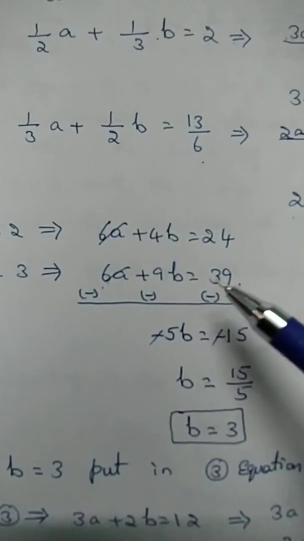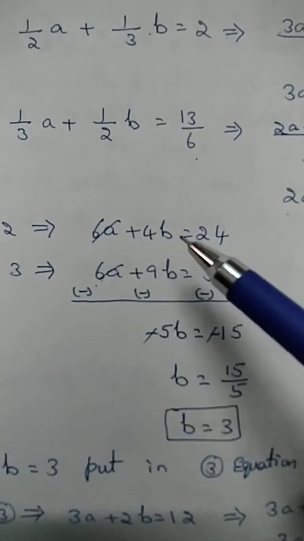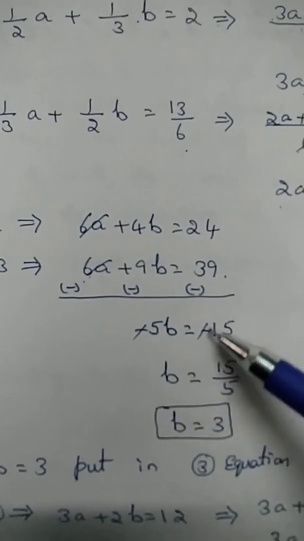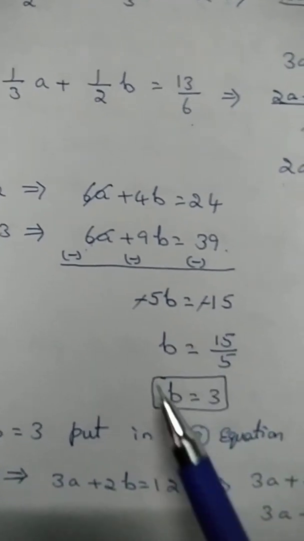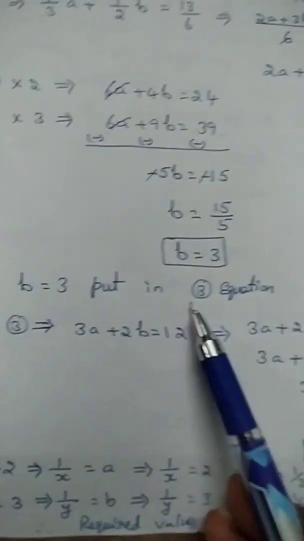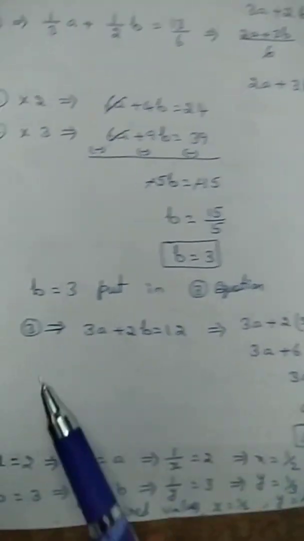Subtracting, change the signs of that. 6a cancels. 4b minus 9b is minus 5b, that is equal to 24 minus 39, which is minus 15. Both the negative signs are cancelled. b is equal to 15 by 5, so b is equal to 3. Then put b is equal to 3 in the third equation or fourth equation, whichever it is.